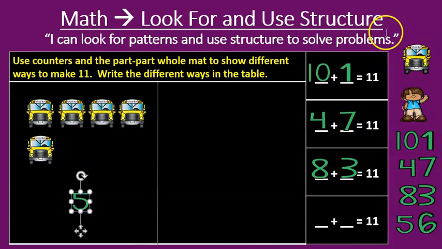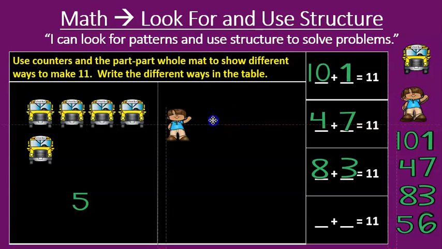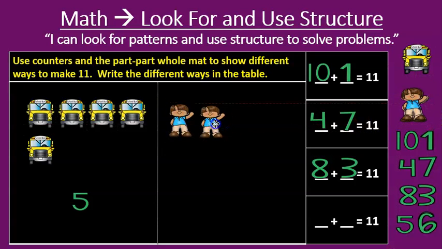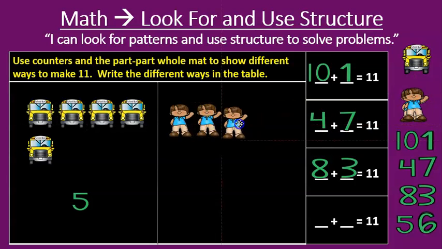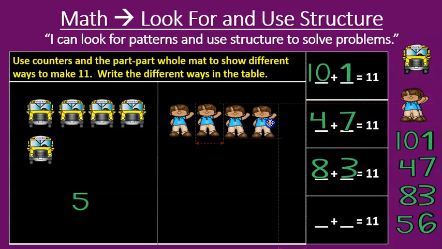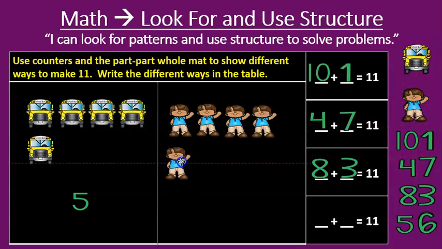We'll put 5 here. Now that we put 5 there, we got to use the boys again right here to get to 11. We're going to start at 5 and we're going to count forward until we get to 11. Okay? Let's do it together. Count with me. 5, 6, 7, 8, 9, 10, 11. And look, boys and girls, we're done now.